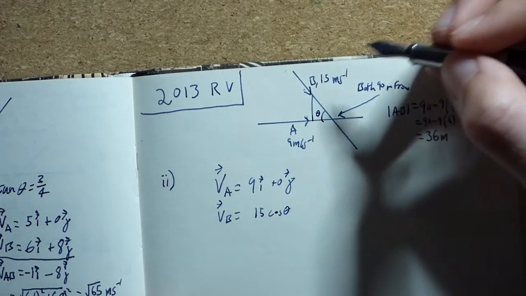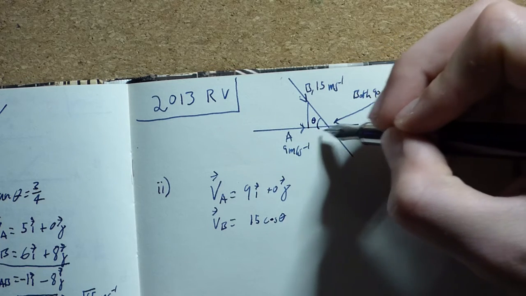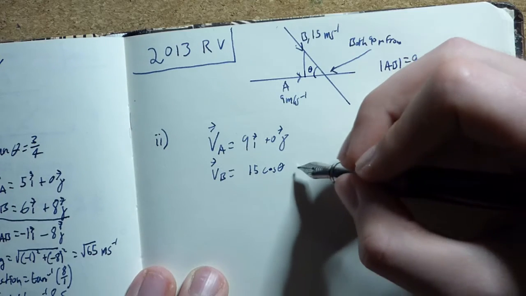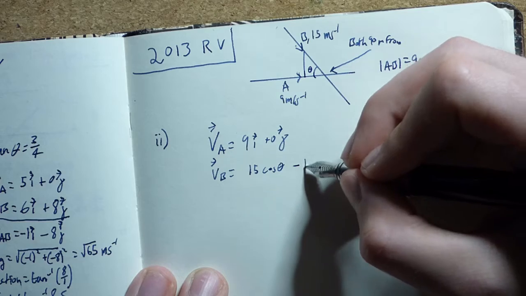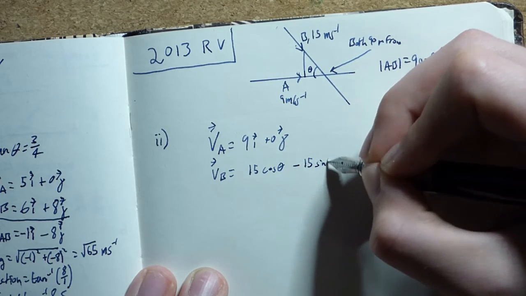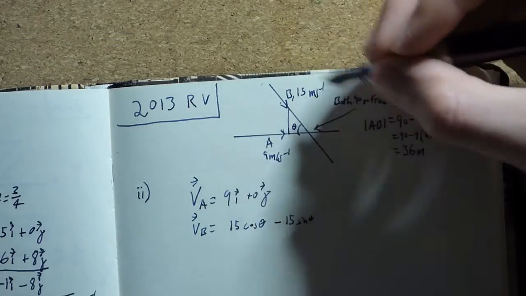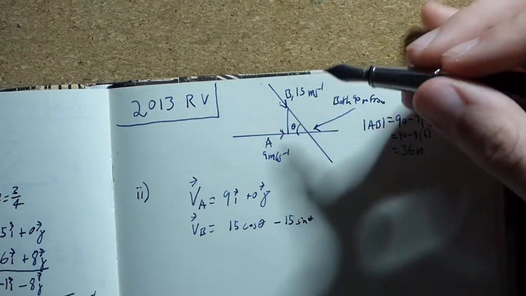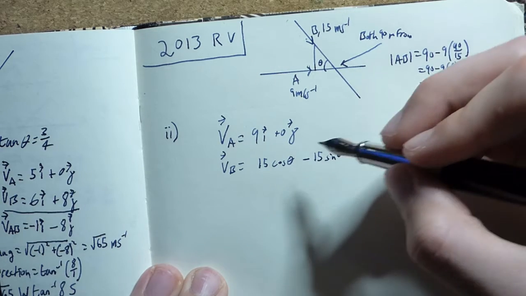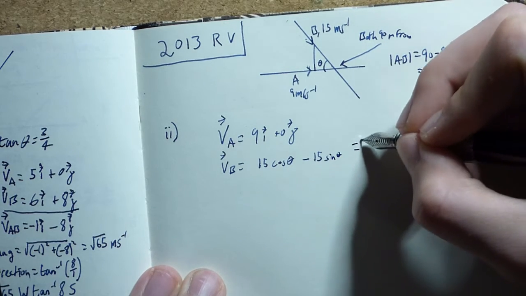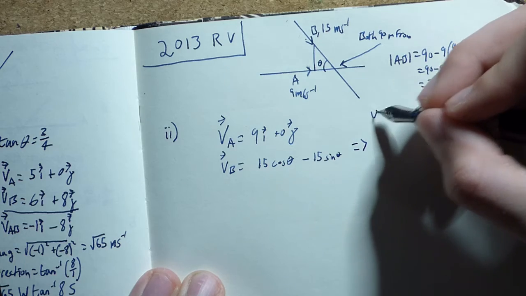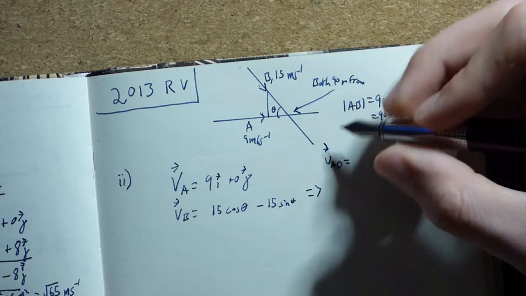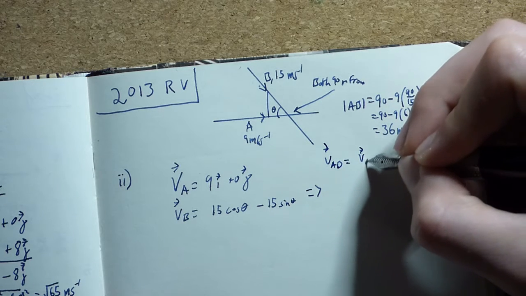So if you just draw a triangle down, the velocity of B going across is going to be 15 cos theta, because it's the adjacent of theta over the hypotenuse, which is 15, and minus 15 sine theta, because that is the value of it going down. It's moving downwards, and it's the opposite, so it's opposite theta over the hypotenuse. So then you can get velocity of AB is equal to VA minus VB.